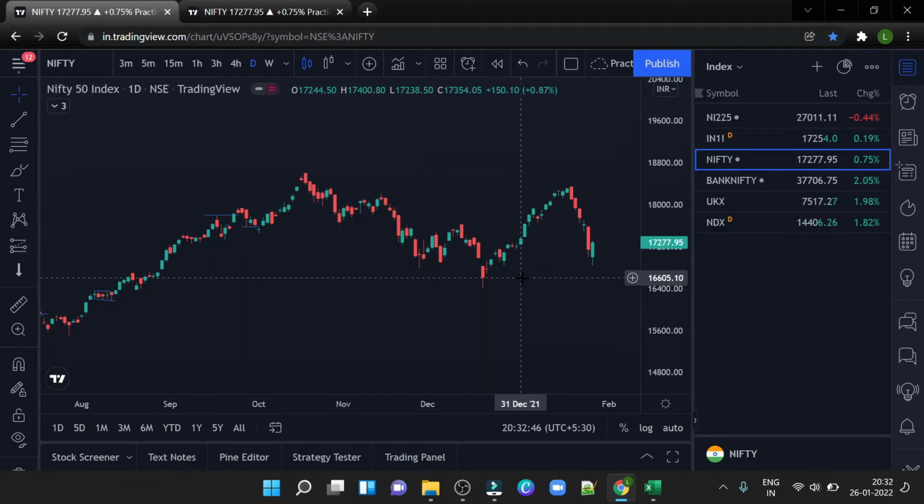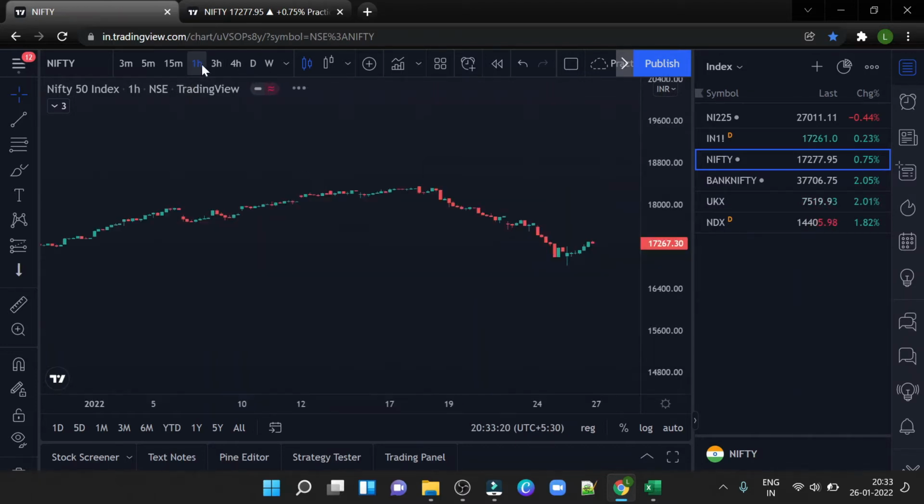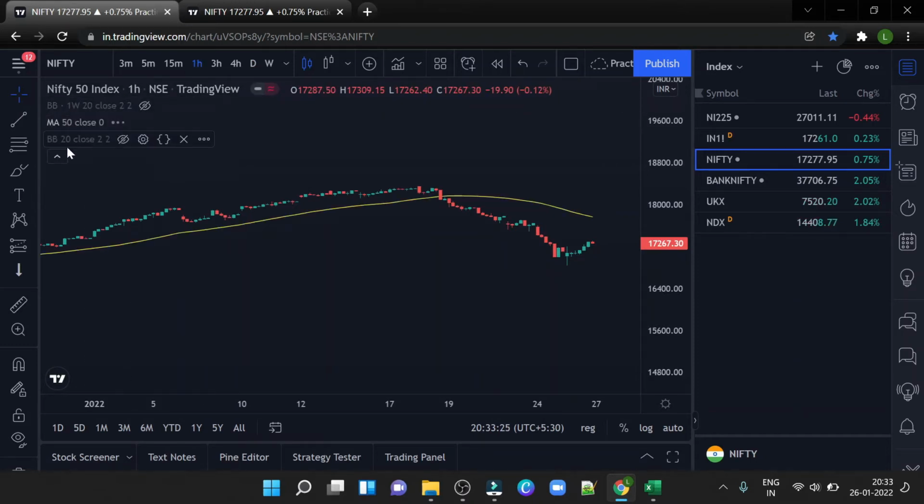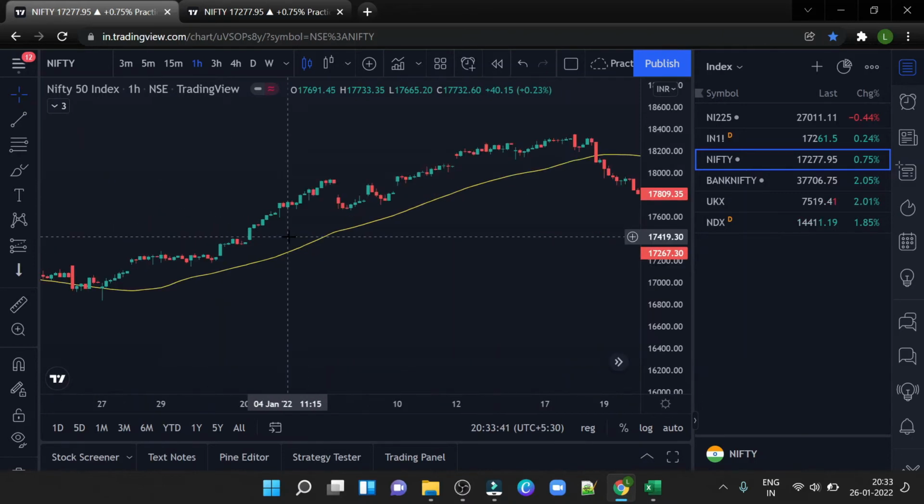to understand the direction of the trend in the daily time frame, we just need to switch to the hourly time frame and apply the 50-day moving average. So whichever side the candles are forming in the hourly time frame, that side the direction of the Nifty 50 is moving in the daily time frame.